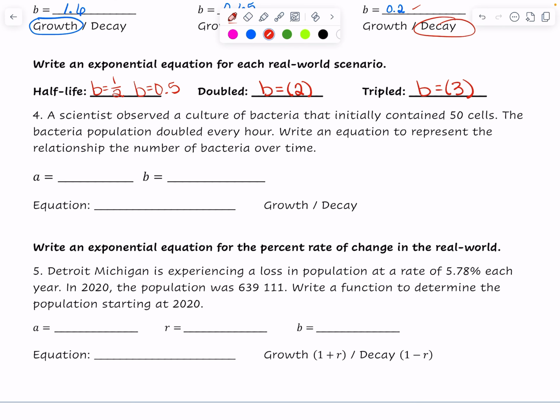So a scientist observed a culture of bacteria that initially contained 50 cells. I know that initially part is my A value. The bacteria population doubled every hour. That's the B value. Write an equation to represent the relationship of the number of bacteria over time. So they gave me A and B, but they did not give me R. So I can easily write this equation. Because the B value of 2 is greater than 1, then I know this is a growth.